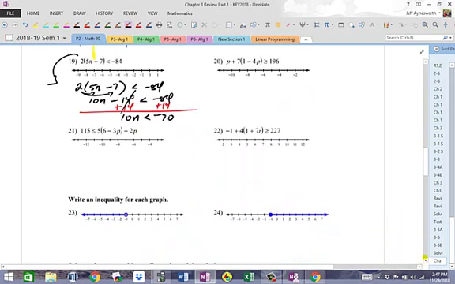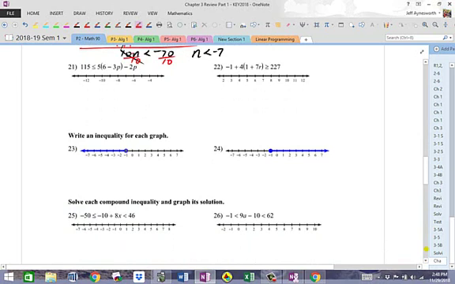Okay, and then it's 10 times n. So the inverse of multiplying by 10 is dividing by 10. So you get n is less than negative 7. So you got to graph that. So you find negative 7, which is right here. All numbers less than negative 7 don't include it, so it's open. And then all numbers less than negative 7 lie to the left. So you have to graph it afterwards.